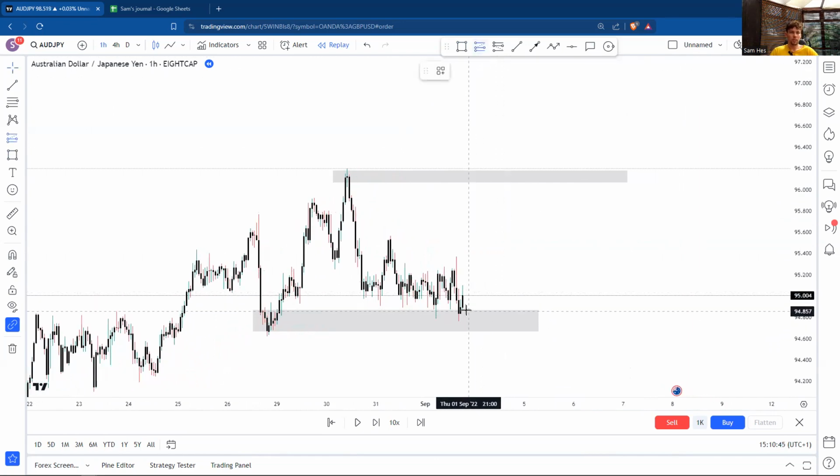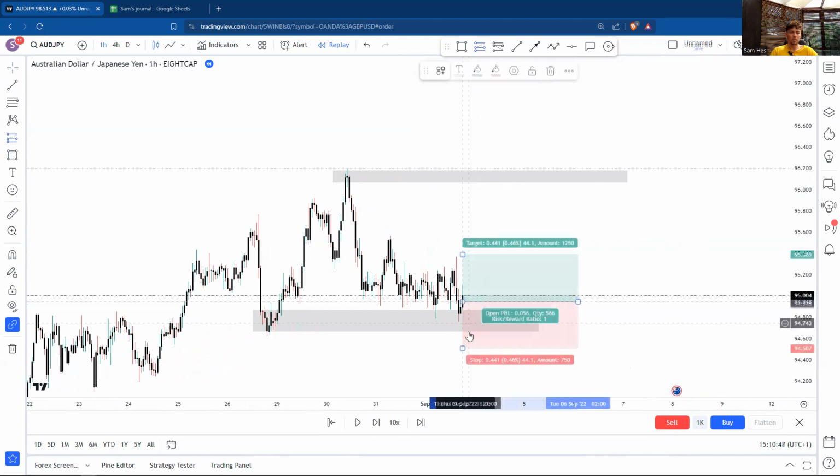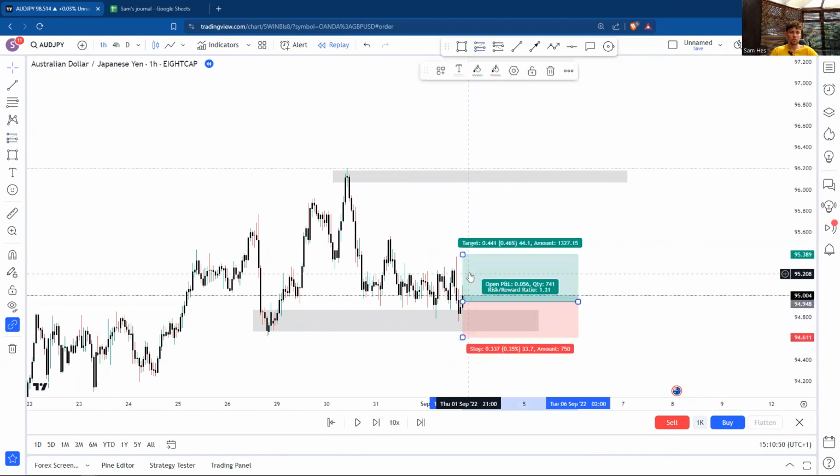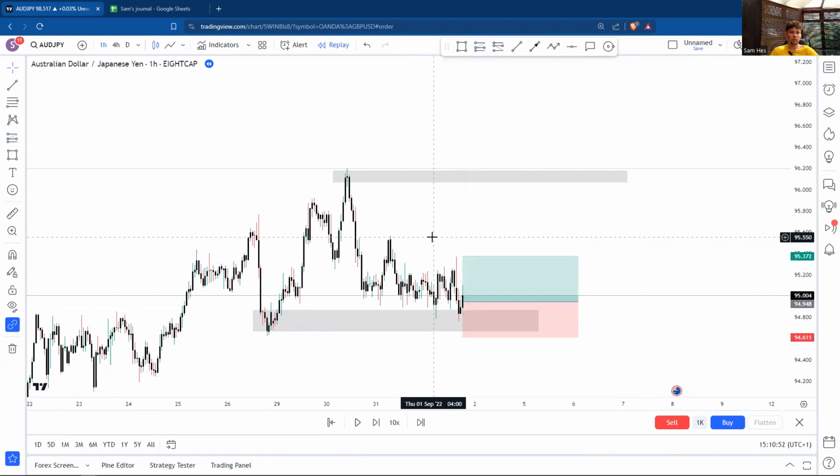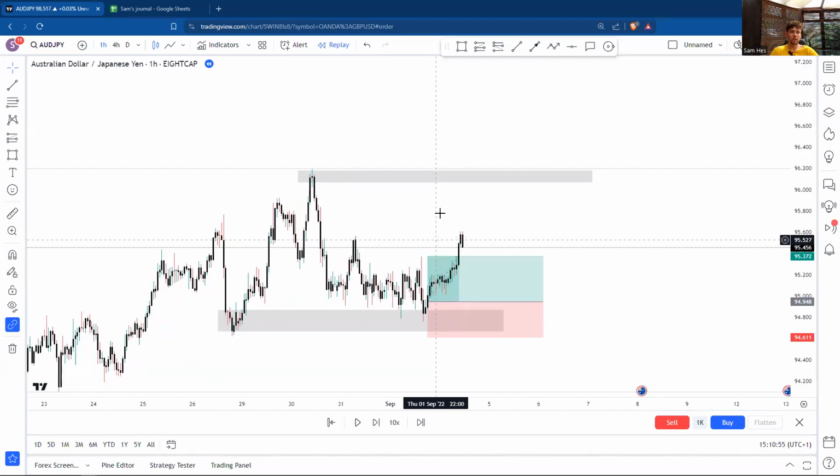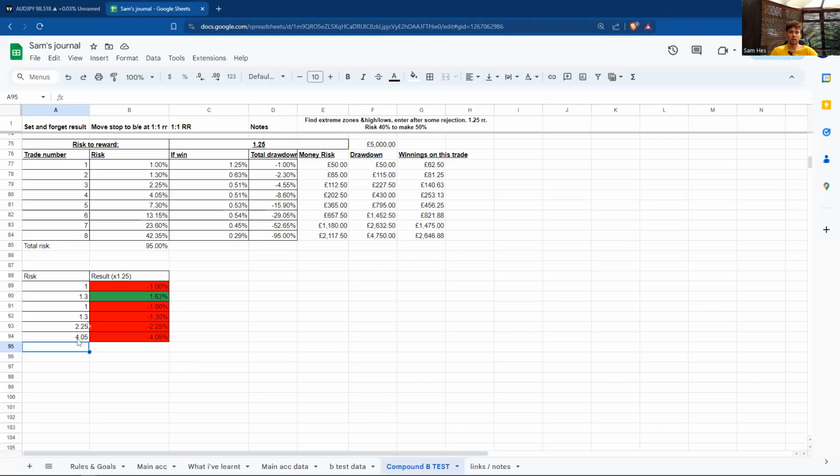Okay, this would have been one. So we're going to go in here, 1.25 risk reward, stop just below the zone, see if it plays out. So this one was in fact a winner. So this time, this is trade after 4. This is trade number 5. Okay, so this is a 7.3% risk, and that equals a 9% gain.